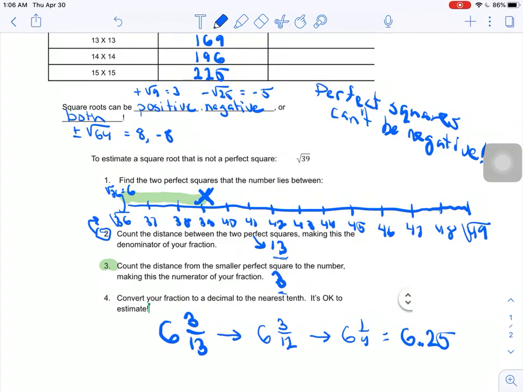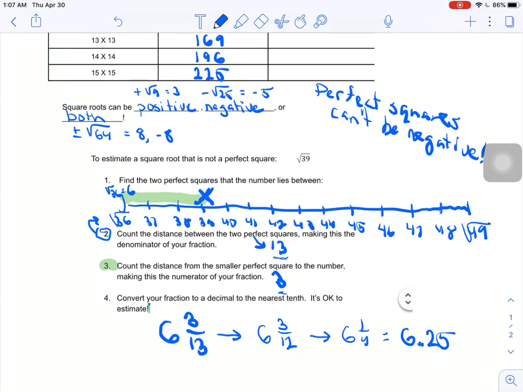So basically what we just figured out is that about, not perfect, but pretty darn close, 6.25 times 6.25 would give me 39. That's what we're figuring out. When we do the square root of 39, we're figuring out what thing times itself would give me an answer of 39. It's not a whole number, it's a decimal, but that gives us an estimate.